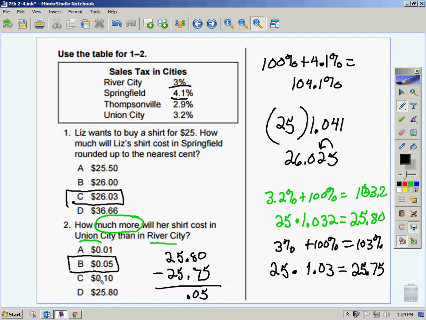Questions on what I did for number 1 and 2? Am I good?